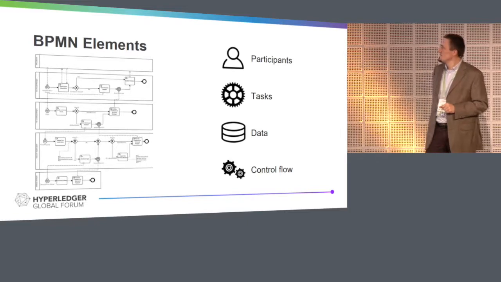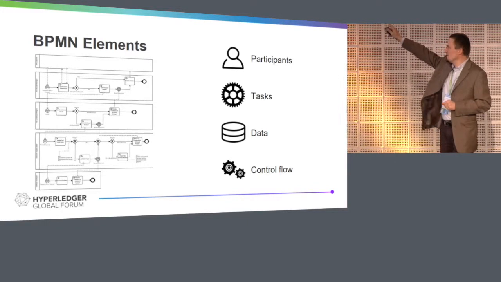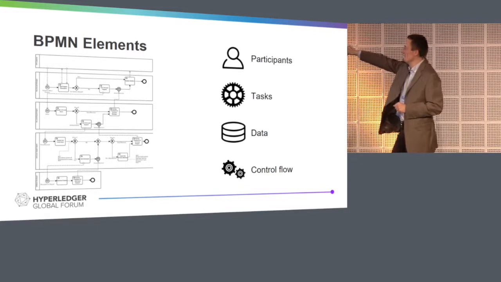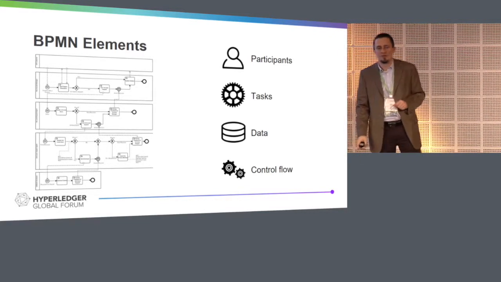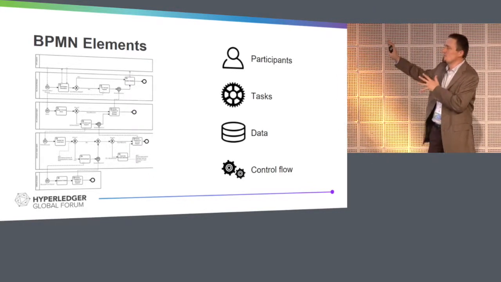Okay, so let's see what the main elements of a business process are. There are the participants, the tasks, there is the data, and there is a sort of control flow. And of course, there are a lot more elements according to the standards, but these are, let's say, the most important parts.